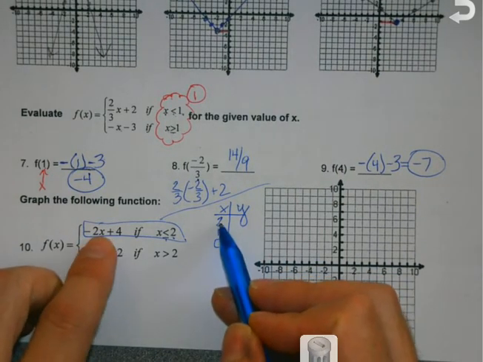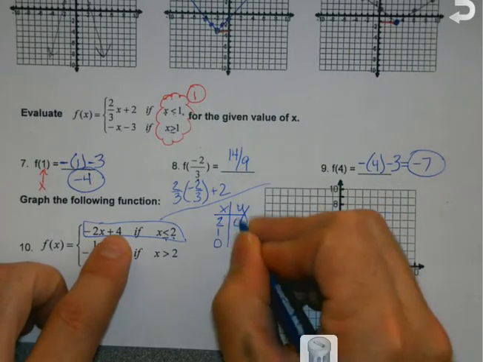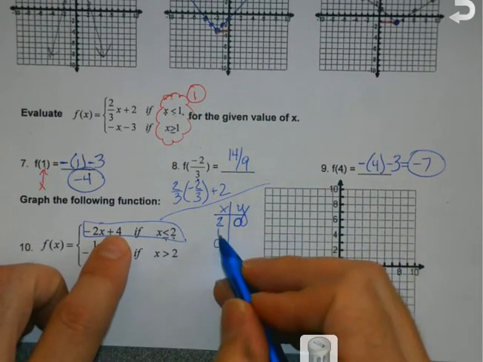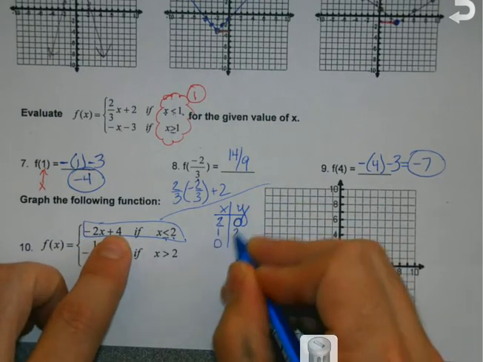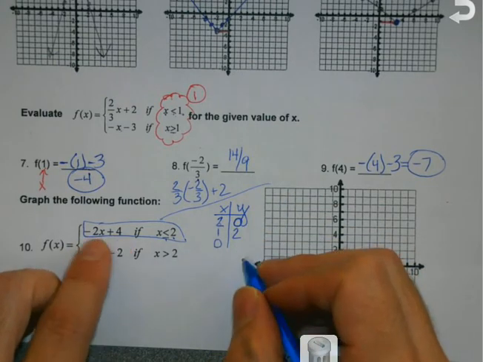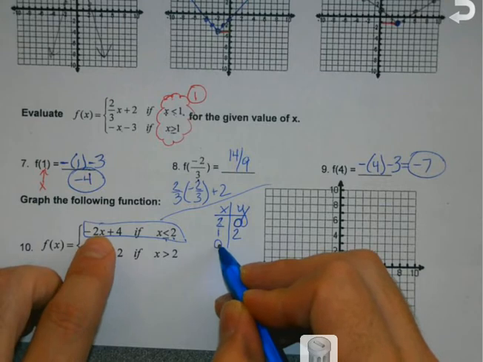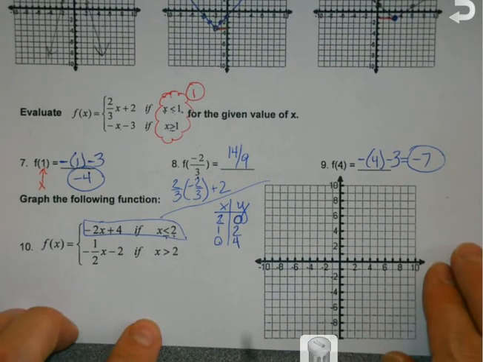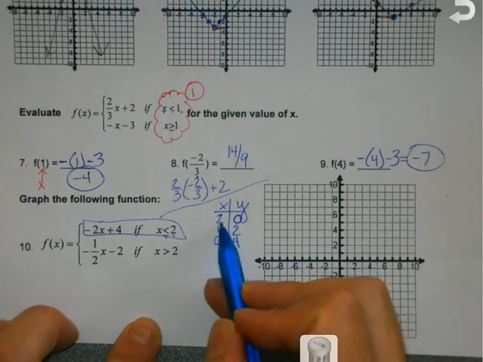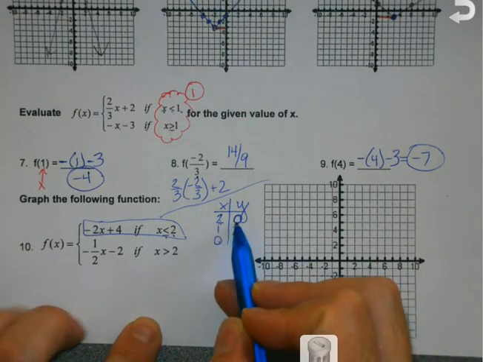So negative 2 times 2 is negative 4, plus 4 is 0. Negative 2 times 1 is negative 2, plus 4 is 2. Negative 2 times 0 is 0, plus 4 is 4. And the only other thing I got to figure out right now is if that first dot at 2, 0 is going to be open or closed.